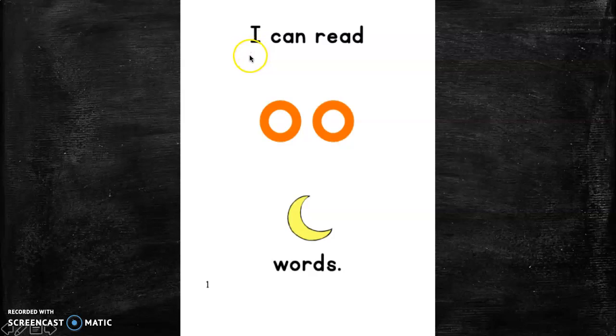So today we're going to take the digraph OO. O and O makes OO. I can read OO words.